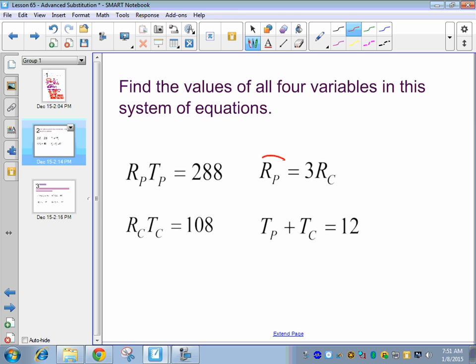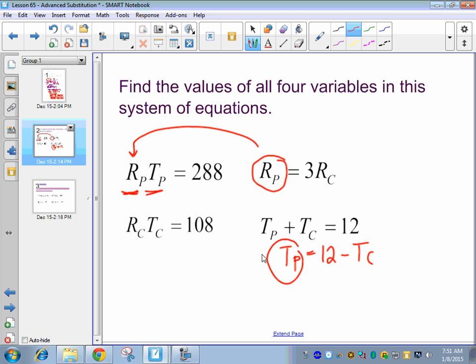So we've got RP by itself right here, okay? So I can come over to this equation and replace RP. That means I also need to replace TP with something. So I need to solve for TP in this equation so that I can plug it in. So TP is equal to 12 minus TC. That way I can substitute these two variables in to this equation.